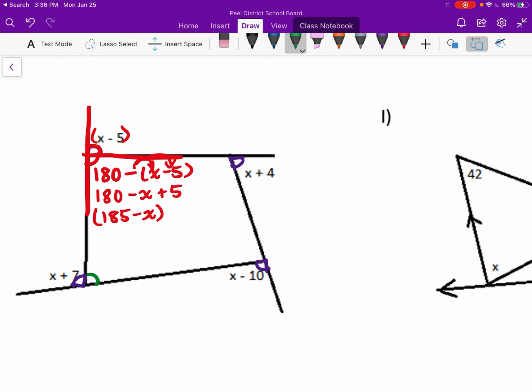My green side is the same idea. I'm going to do 180 minus (x plus 7), 180 minus x minus 7. I'm going to just collect my like terms here. So I'm going to have 173 minus x.